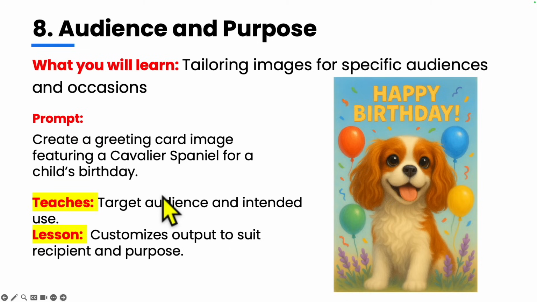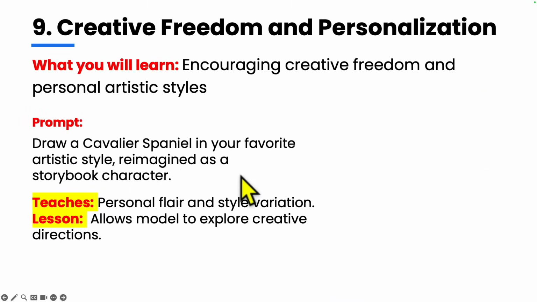And what did we learn here? We learned about introducing things like a target audience and its intended use, so the model can understand these concepts. Second, we learned how you can customize the output to suit the recipient and its purpose. So you don't have to take an output and customize it yourself. You can tell the customization to the model itself so that the model can do all the bits for you. The next example is we are going to give creative freedom and personalization to the model.